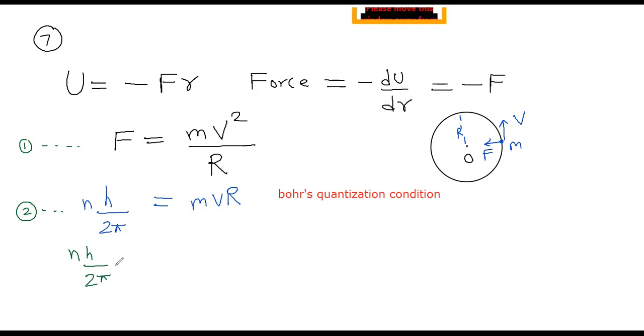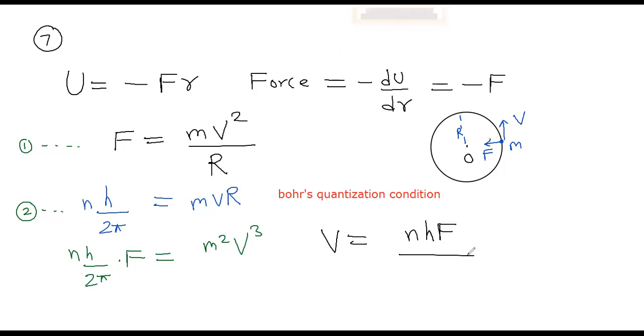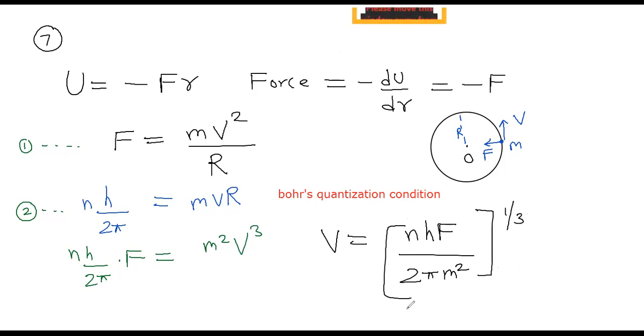nh by 2 pi into F is m square v cube, and this will give you v equal to (n h F upon 2 pi m square) raised to 1 by 3. So you can observe that v is proportional to n raised to 1 by 3.